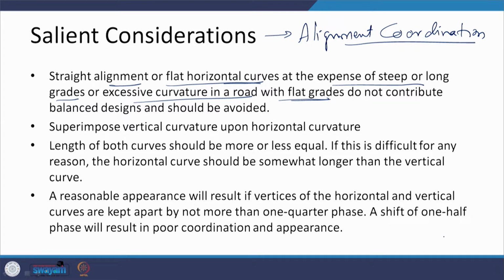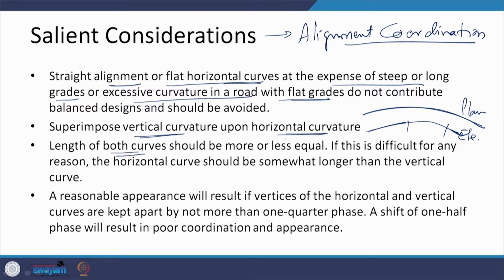Then another point is that when you have the two things coming together, then vertical curvature should be superimposed over the horizontal curvature, not the other way around. So, whatever the horizontal curvature is like this, on this one we are going to provide. If this is a plan and this is an elevation, this elevation is going to be provided. This is a straight section, this is a straight section, and in between we have a vertical curve. So, this vertical curve is coming on a long horizontal curve in between that. So, that is going to be better.